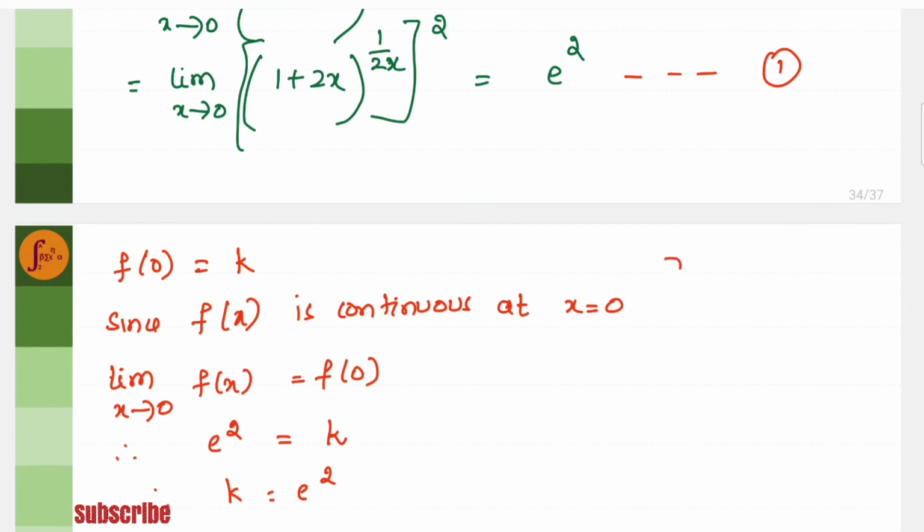So we'll have to write this theory again. Since f of x is continuous at x is equal to 0, limit x tending to 0 f of x, that is the first expression, is equal to f of 0, which is the second expression, and this is k. So the first expression is what we got, e square, and we should equate it to k. That means k is e square. So this is the answer.